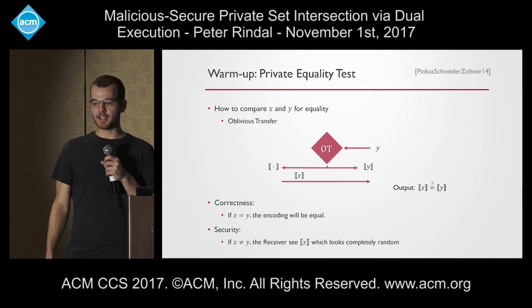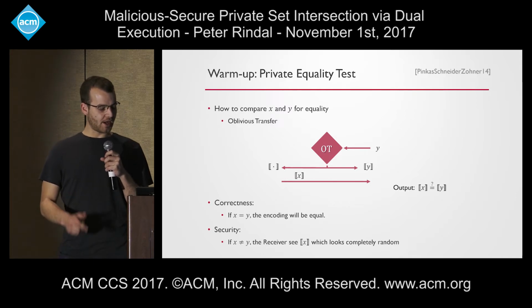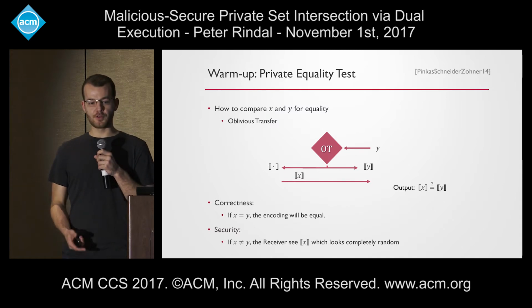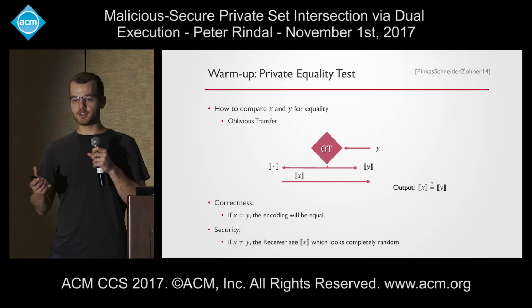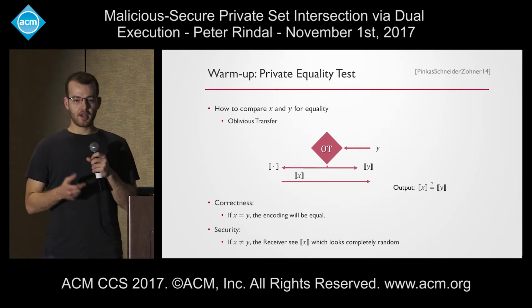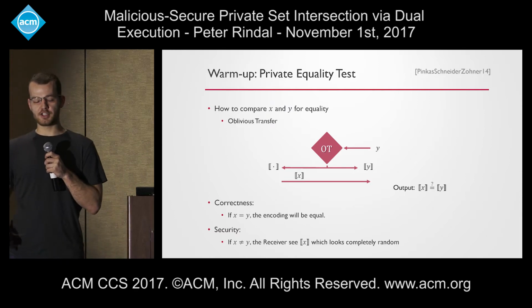And correctness is pretty easy to see, since this encoding is sort of deterministic. If the x and y are equal, then so will the encodings. And security follows from the underlying oblivious transfer, in that all these messages are random and sort of not correlated with their actually true value. And so if y doesn't equal x, learning the encoding of x reveals no additional information.